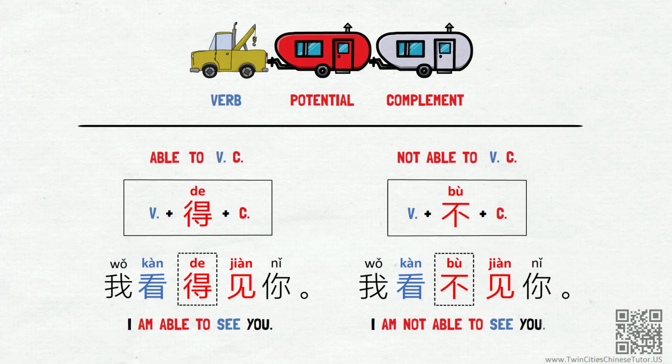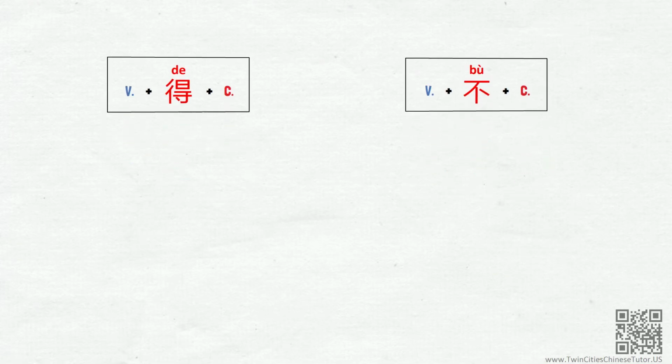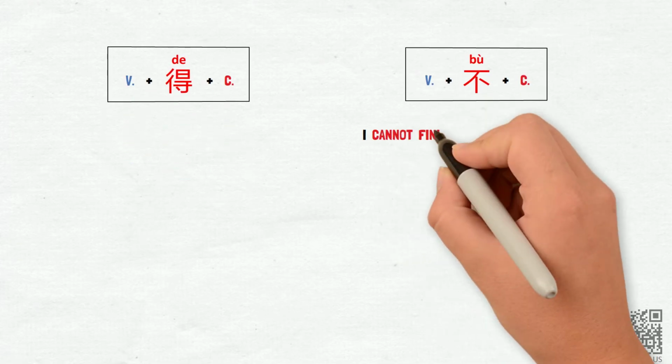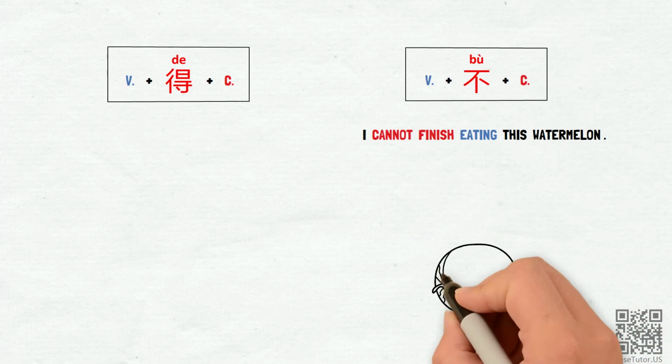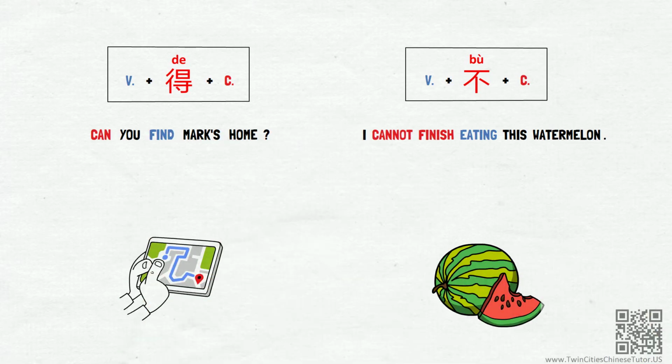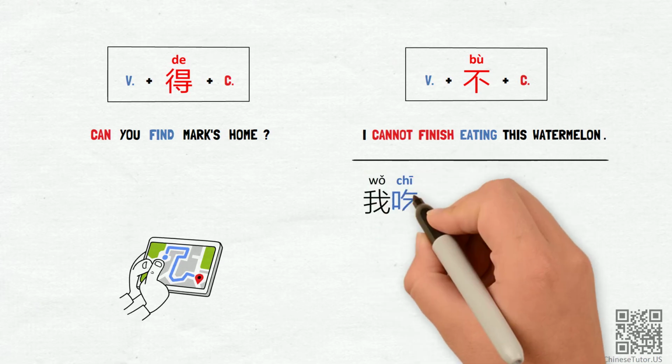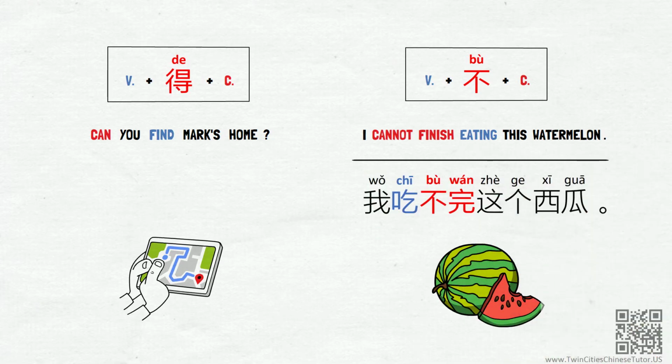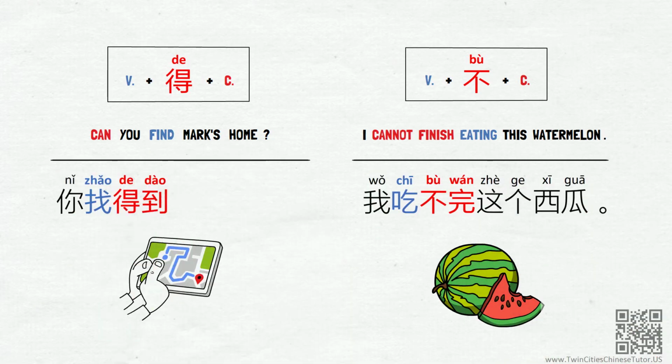Now, let's make it a bit more challenging. Can you figure out how to say the following sentences in Chinese? I cannot finish eating this watermelon. Can you find Mark's home? The answers are 我吃不完这个西瓜. 你找得到 Mark 的家吗?